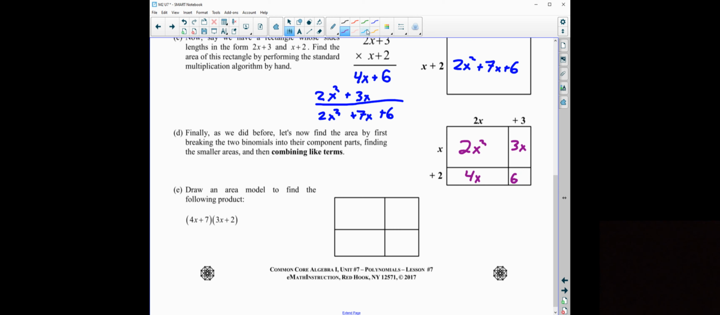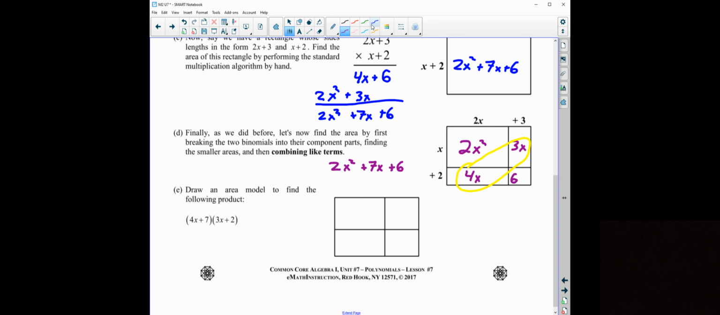Okay, notice that on my diagonal, those are both x's. When I go to combine this, I have a 2x squared. I have 4x and 3x, that makes 7x. And then I've got this last remaining thing, the constant, which is 6. That was a long process to show you how this works.